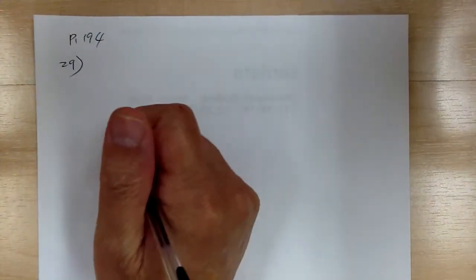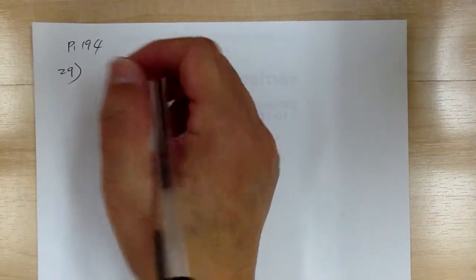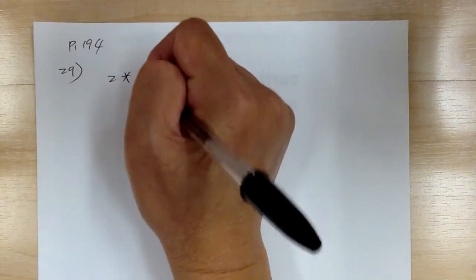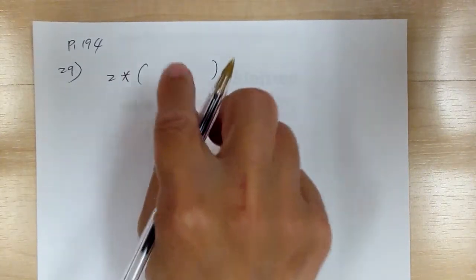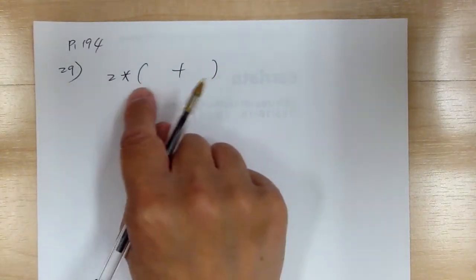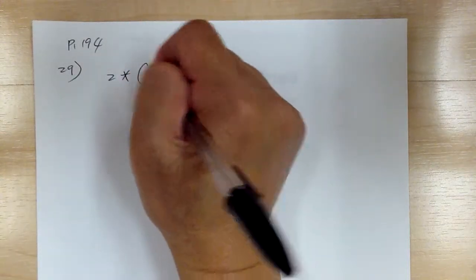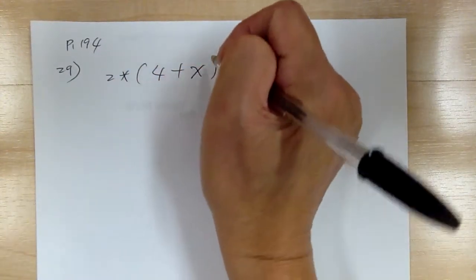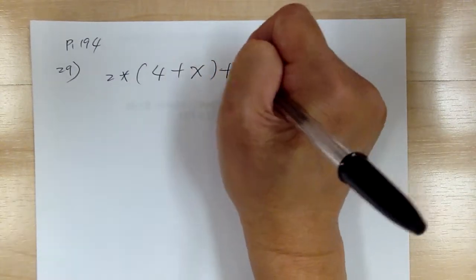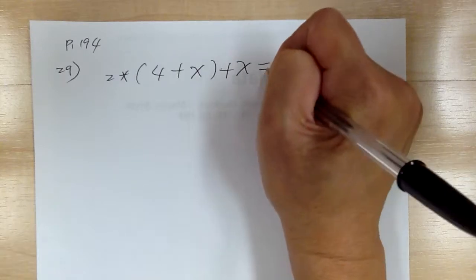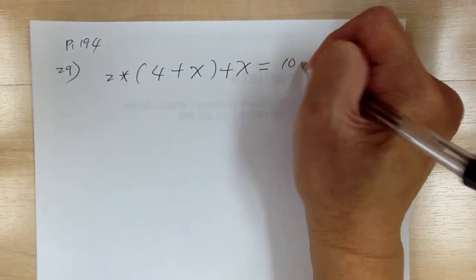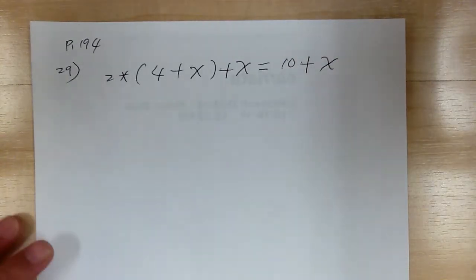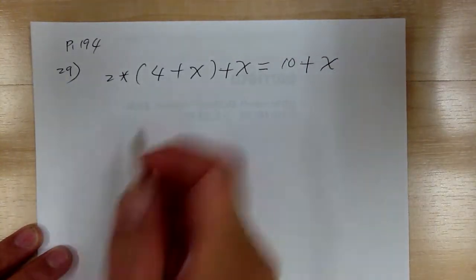Okay, let's go to number 29. So you write things down as you read. So it's twice. Twice means 2 times. The sum, so again, when you see the word sum, you have to do parentheses and a plus, right? Twice means 2 times the sum of 4 and an unknown number is added to the unknown number. The result is the same as 10 added to the unknown number. So you can just write down what it says, and now you go and work it out.